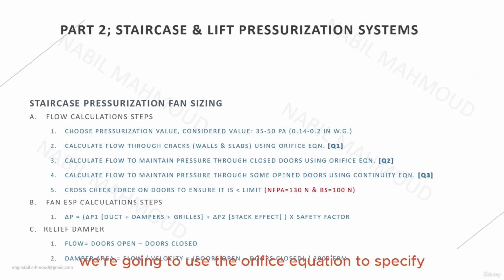So in general, we are going to use the orifice equation to specify the flow required for infiltration, or the flow required for pressurization that will overcome the leaks from the gaps in the entire enclosure of the staircase, and this is to maintain a specific pressure range. So first of all, step number 1, I will choose the pressurization range or the pressurization value, the delta P or the pressure drop value. I'm going to consider a value of 35 up to 50 Pascal, or 0.14 up to 0.2 inch water gauge.